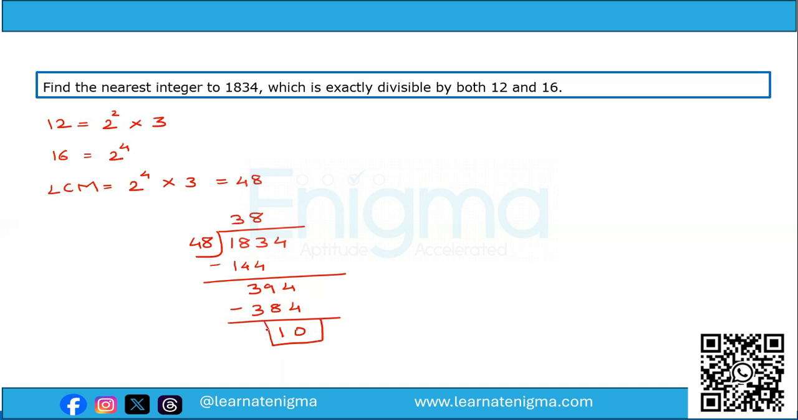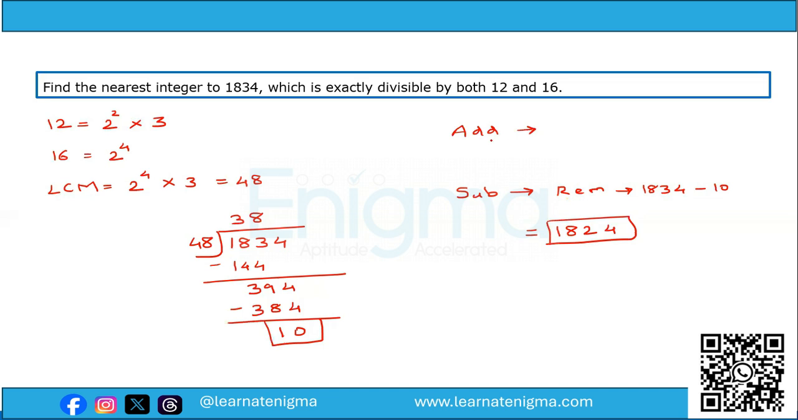So now we can get numbers which are divisible by 48 from 1834 either by adding some value or by subtracting some value. When it is subtraction, we just have to subtract the remainder. Now the remainder is 10. So therefore 1834 minus 10. So the nearest number will be 1824 by subtraction.